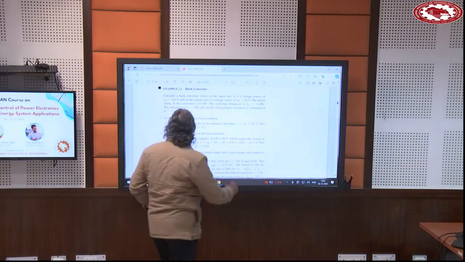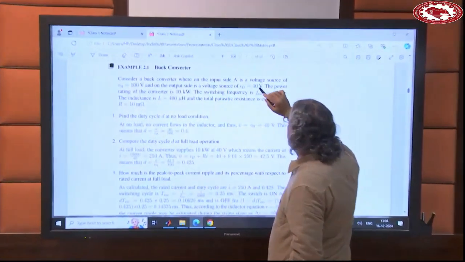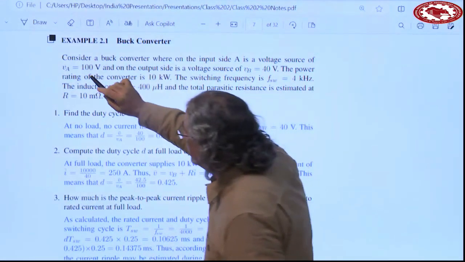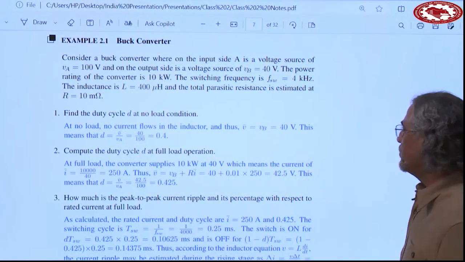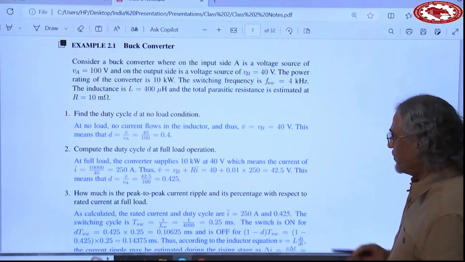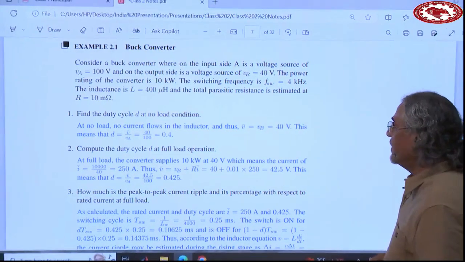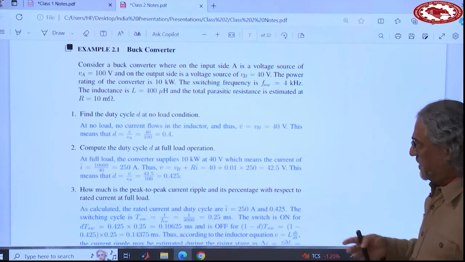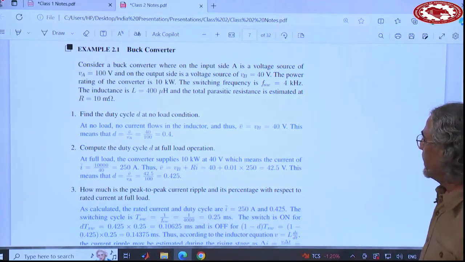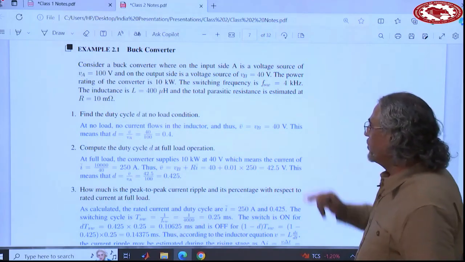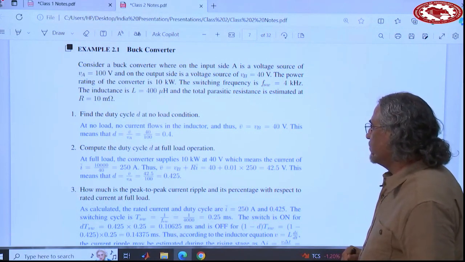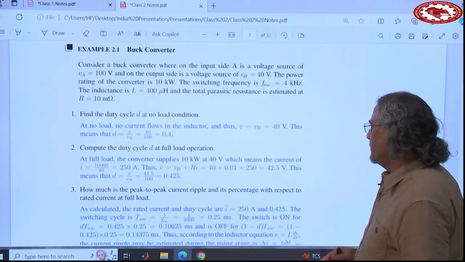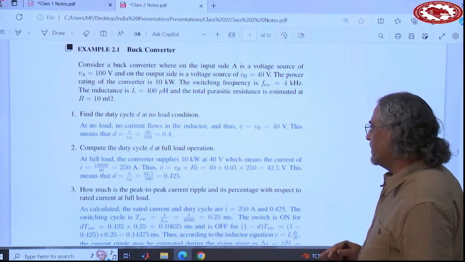It says, consider a buck converter where on the input side is a voltage source of 100 volts. Okay. And on the output side is a voltage source of 40 volts. It should be smaller. Okay, it's smaller. The power rating of the converter is 10 kilowatts, so we expect to generate 10 kilowatt power. Switching frequency 4 kilohertz. Inductance is 400 microhenry. And total parasitic resistance is estimated at 10 milliohm.